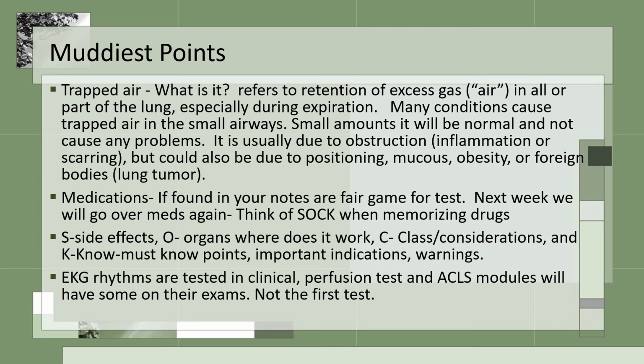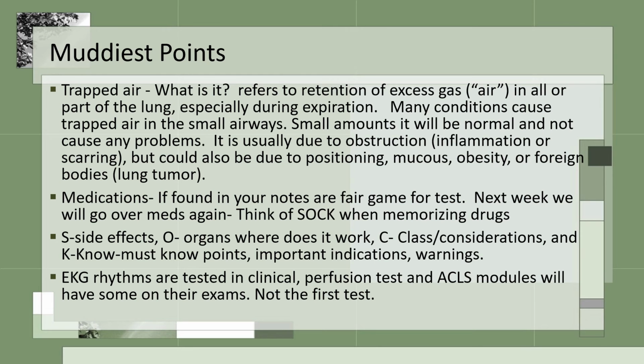Trapped air, what is it? It refers to the retention of excess gas or air in all or part of the lung, especially during expiration. Many conditions can cause trapped air in small airways. Small amounts of it will be normal and not cause any problems, but it can also be caused by obstruction, inflammation, or scarring. It could be due to positioning, mucus, obesity, or foreign bodies.